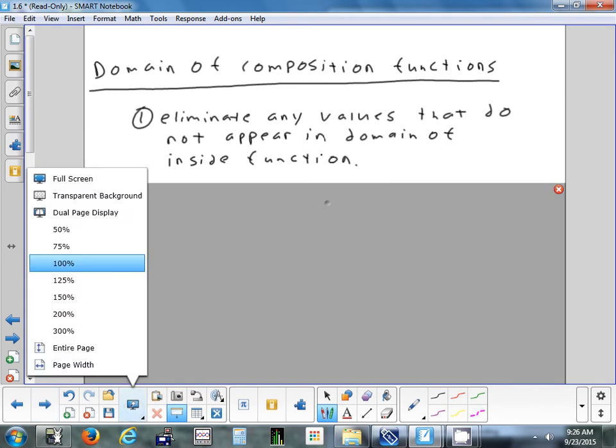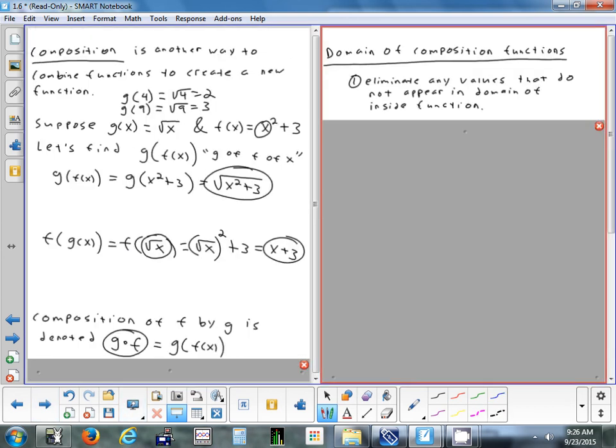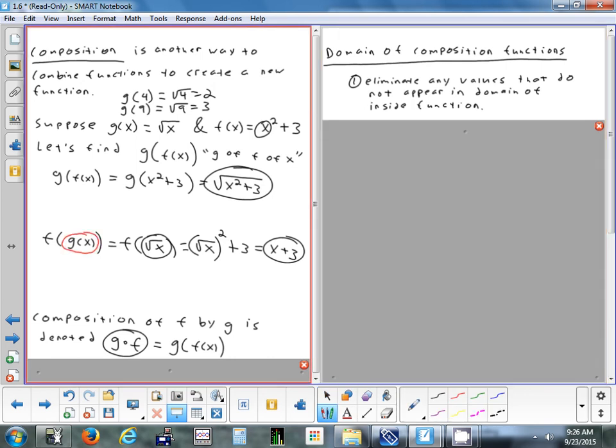So first thing we want to look at is the inside function. By inside function, I mean this one, or in the one above it, it's this one. The one that's inside the parentheses. First thing we do is we're going to eliminate any values we need to from the domain of the inside function.